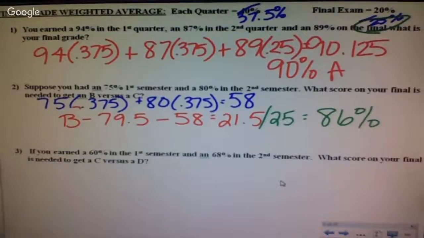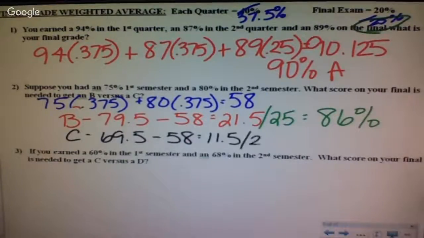If you want a C, what's the lowest grade we can get for a C? 70, which is technically 69.5, will round to that 70. So if I subtract 58, which is what I have right now, that's 11.5 out of 25, because the final is worth 25. So if I want a C, I only need to score a 46 on my final.